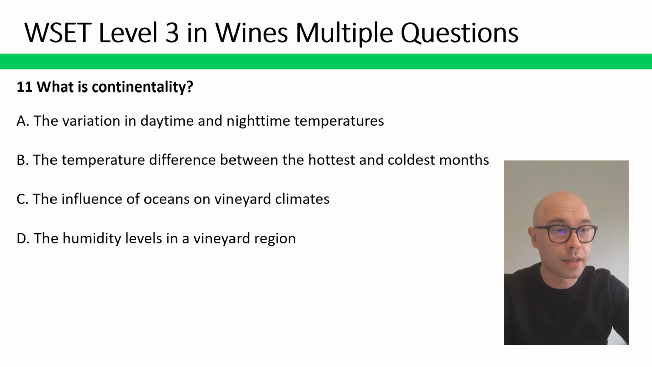What is continentality? The variation in daytime and nighttime temperature, the temperature difference between hottest and coldest months, the influence of the ocean on vineyard climates, the humidity levels in a vineyard region. The correct answer is B, the temperature difference between the hottest and the coldest month is continentality.